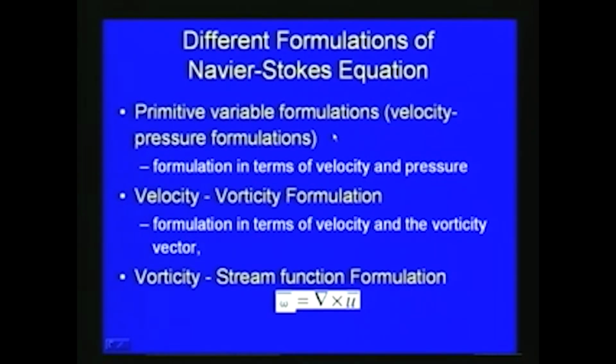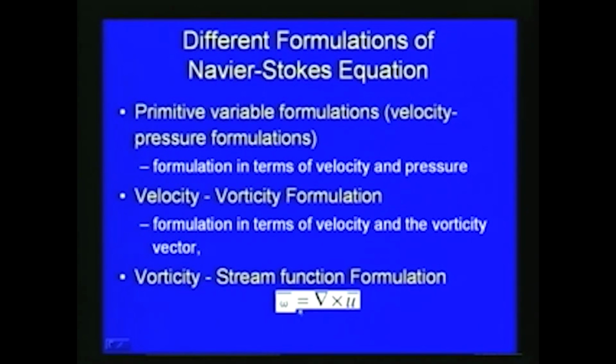So, that is why the formulation is called primitive variable formulation. And the second kind of generally used formulation is called velocity vorticity formulation. Here the formulation for the Navier-Stokes equations is in terms of velocity and vorticity. And the third commonly used formulation for the Navier-Stokes equations is in terms of vorticity and stream function. So, it is called a vorticity stream function formulation.